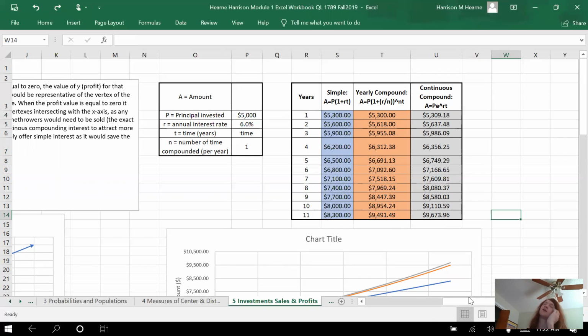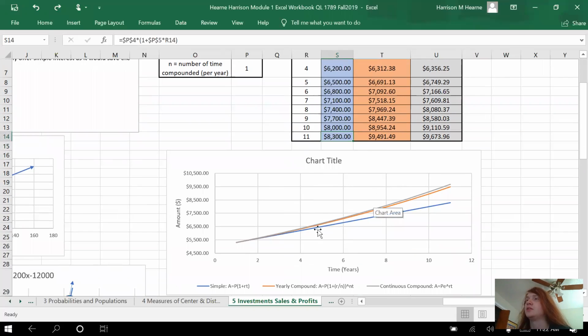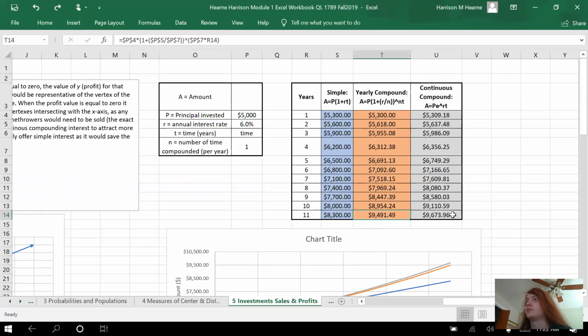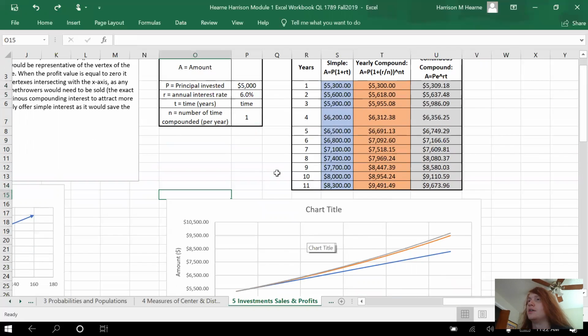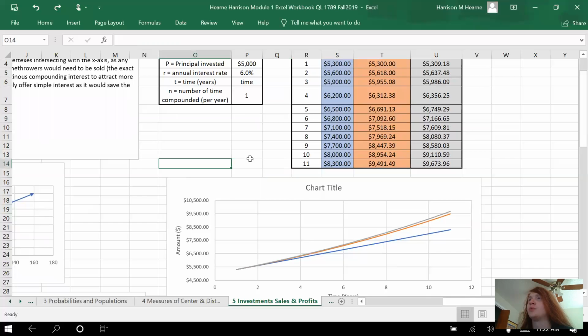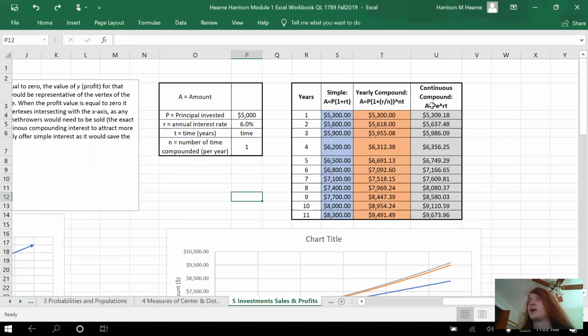But if you're on the other side of that and you were a business owner looking for investors, if you could afford to, you would want to offer your investors only simple interest, because they end up getting less of your money over time as compared to the yearly compounding and the continuous compounding. So if you didn't care about how many investors you got and you were just opening up for investors just to do it, you might just offer simple interest instead of yearly compounding or continuous compounding.